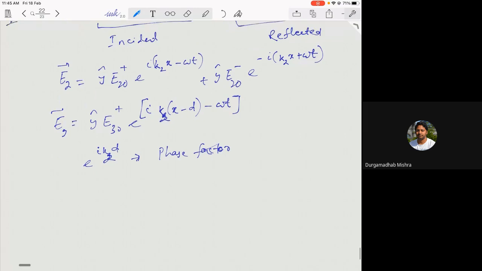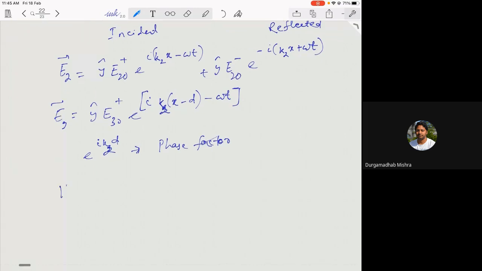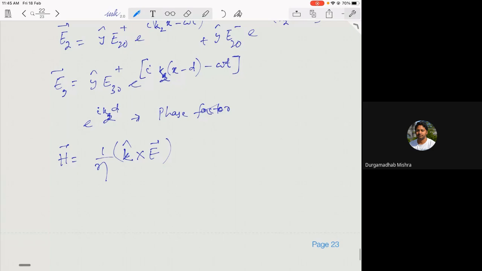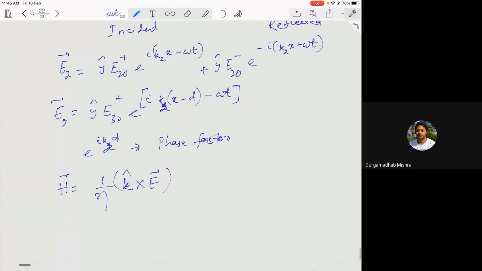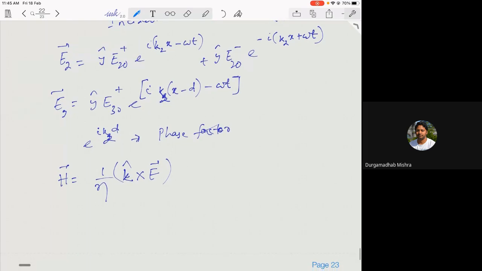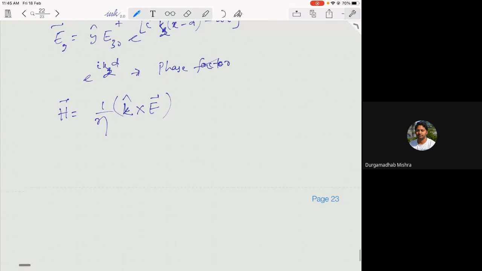We can then write the corresponding H fields, which we know from k cap cross E. Using this expression, we can write H1, H2, and H3. So write those expressions down using this relation, and then what needs to be done, let me quickly do that.